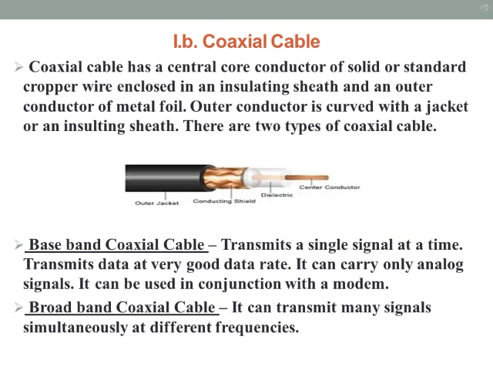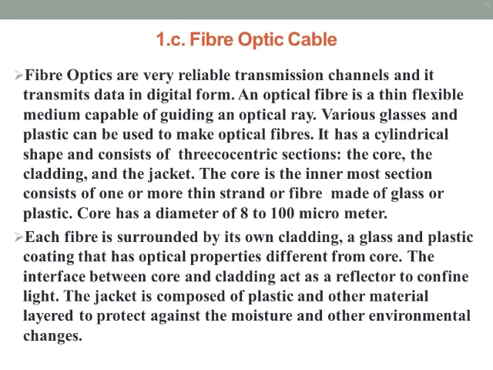Second one, broadband coaxial cable. It can transmit many signals simultaneously at different frequencies. Next is fiber optic cable. Fiber optics are very reliable transmission channels and it transmits data in digital form. An optical fiber is a thin flexible medium capable of guiding an optical ray.